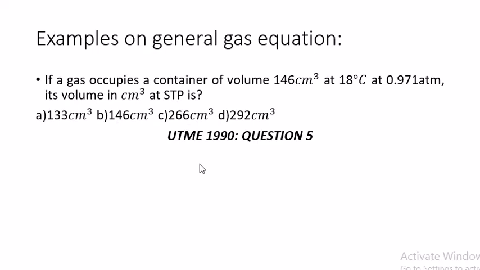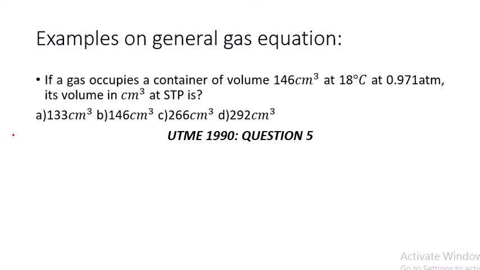Let's look at an example on this. This is a UTME past question. If a gas occupies a container of volume 146 centimeter cube at 18 degrees Celsius at 0.971 atmosphere, its volume in centimeter cube at STP, of course you know what STP is, standard temperature and pressure. If you don't know that, kindly go over the last topic, the part 1 of this video.